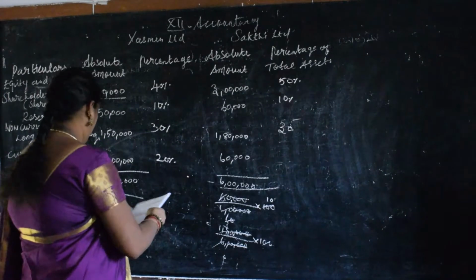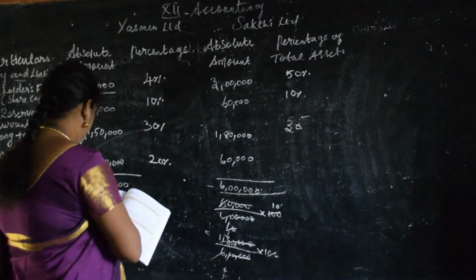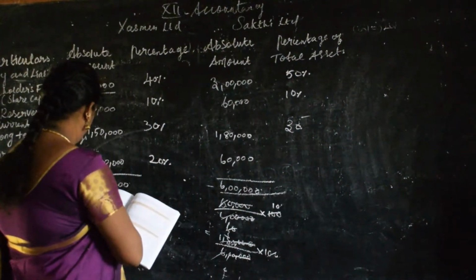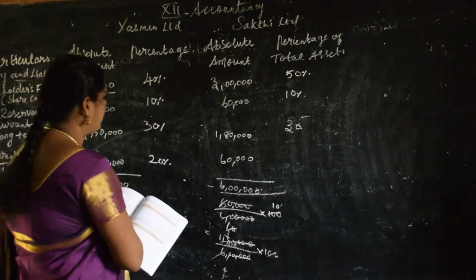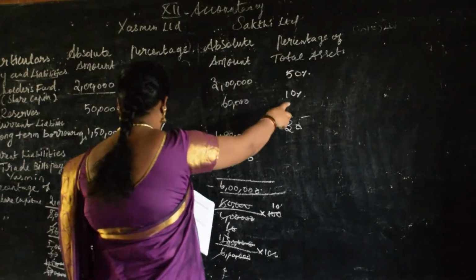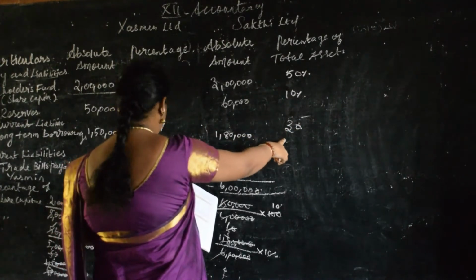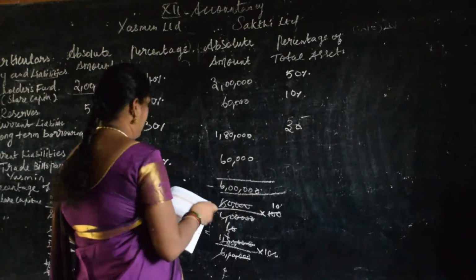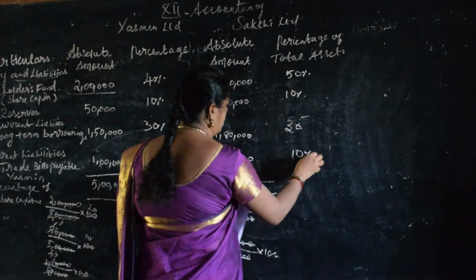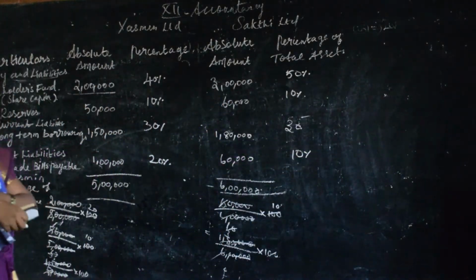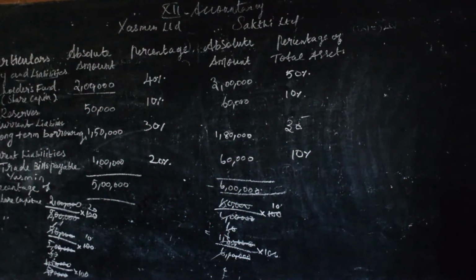And for the trade payables, it is to be in a... For the Shakti Limited, share capital is 50%, reserves and surplus is 10%, non-current liabilities is 30%, and for the current liabilities it is 10%. Now we have finished only one part of the sum, that we have found out only the equity and the liabilities. In the next page the sum is continuing, that is in the fixed assets.